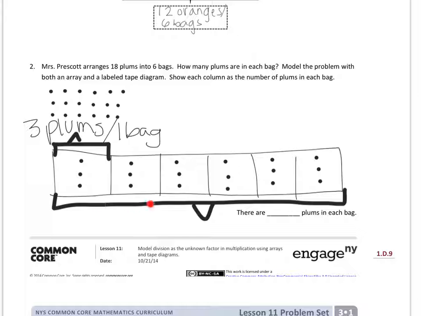So what does the whole entire picture mean then? It means 18 plums and 6 bags. It's our total. It's our total plums and our total bags. And then don't forget to fill in that blank. There are 3 plums in each bag.